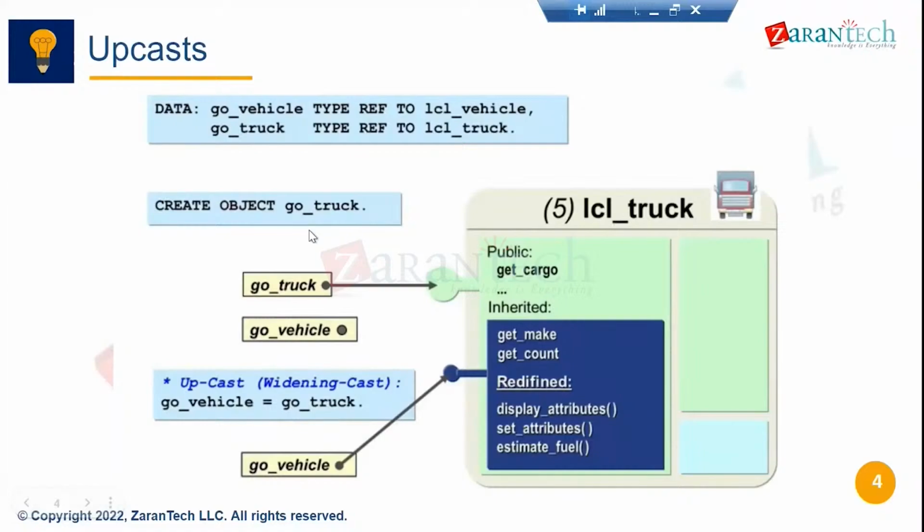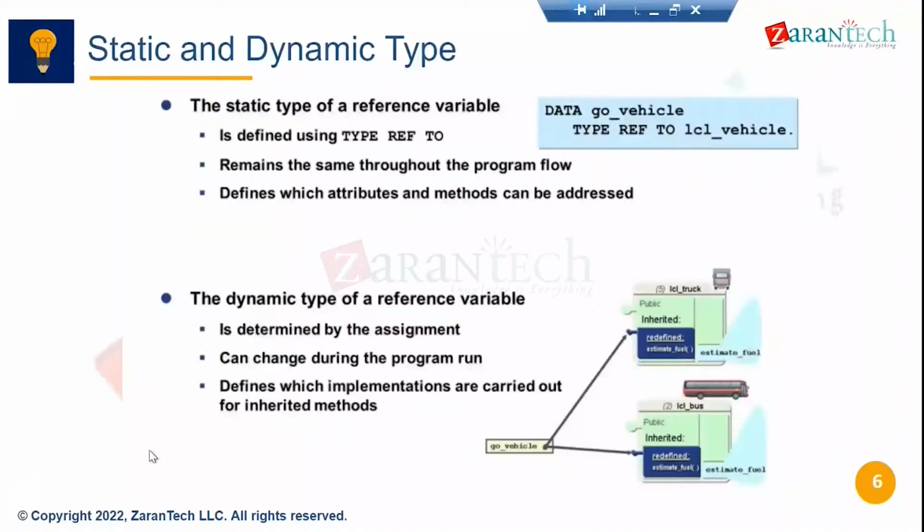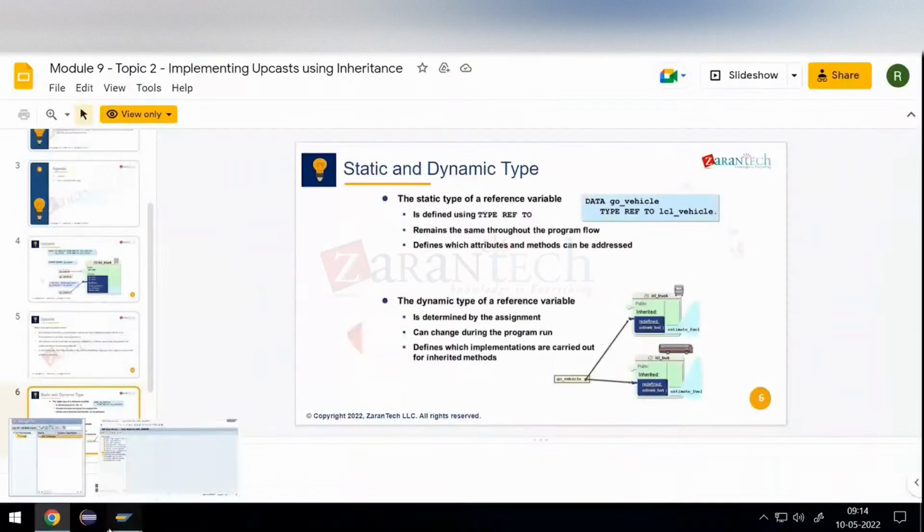Go truck. So here, what is go vehicle? Is it a superclass or subclass? Superclass. Yes, vehicle is a superclass. Truck is a subclass. So I'm trying to assign a subclass reference to a superclass reference. I'm creating an object for go truck, but I want to access attributes from vehicle by using this assignment symbol itself. Yes, I will quickly show an example of casting.